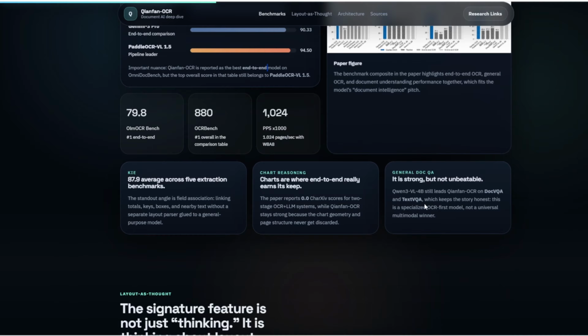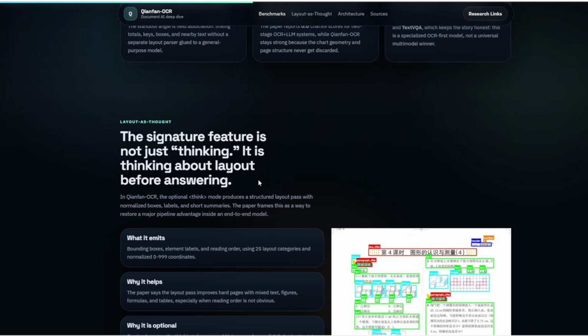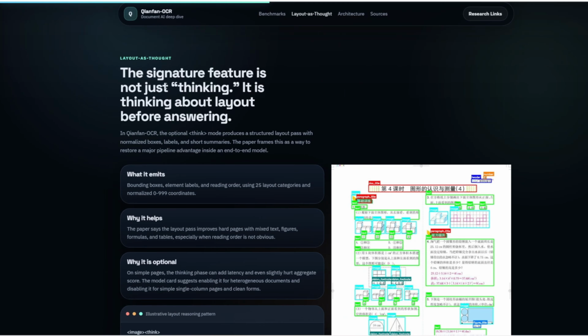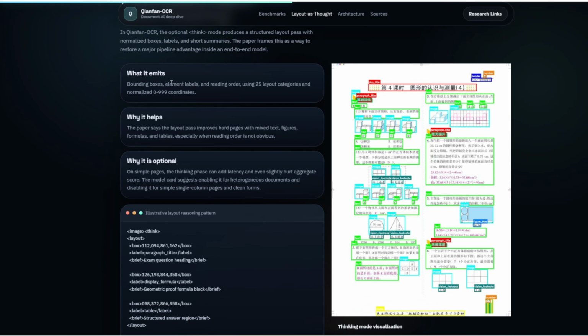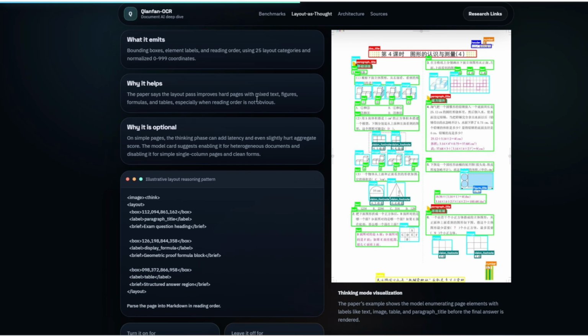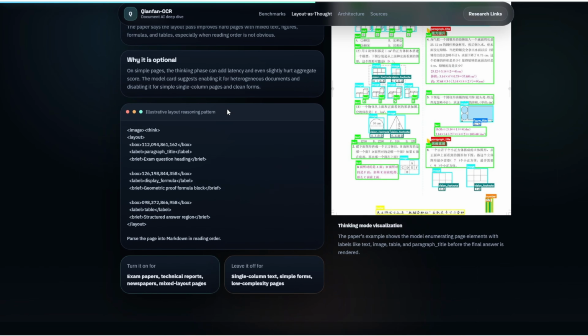The secret sauce is a brand new architecture called Layout as Thought. Before the model even begins generating your output, it runs an optional reasoning pass. It actively thinks through the bounding boxes, the element types, and the reading order. It literally maps out the physical structure of the document in its mind before answering your prompt. Whether you are looking at multi-column news articles, complex mathematical formulas, or tangled data tables, this model preserves the exact structure. It keeps the context alive.